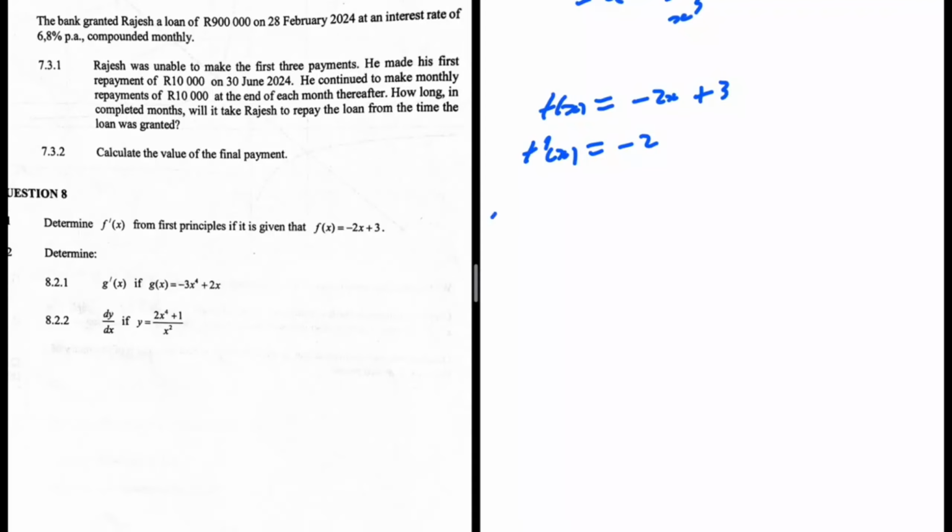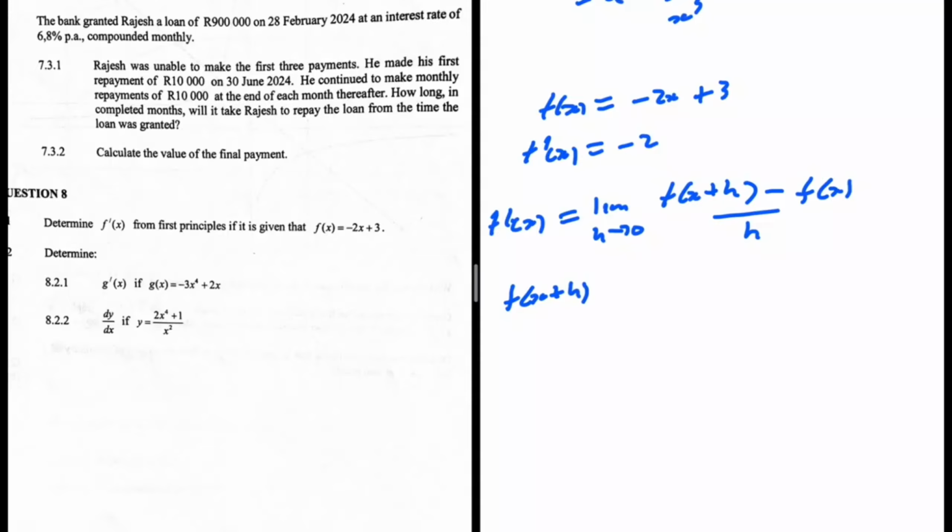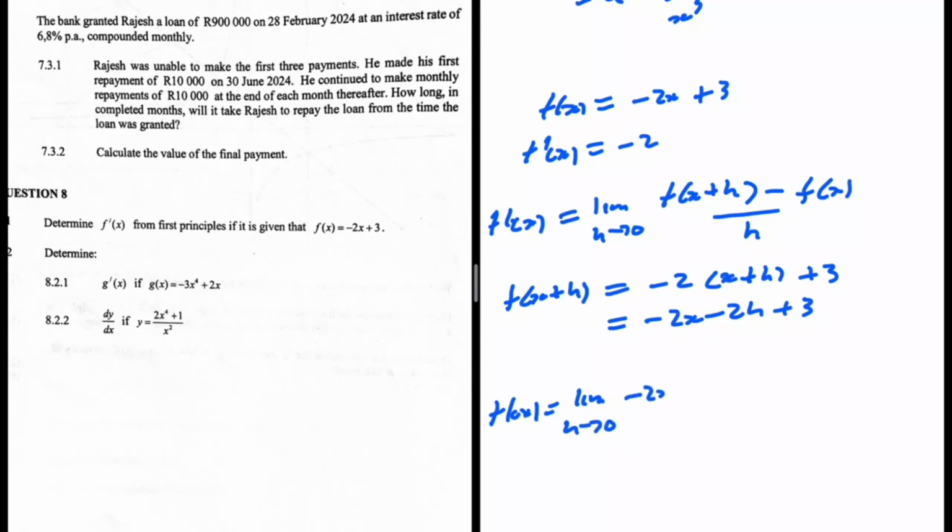So using first principles, we'll then say f prime of x is equal to the limit as h tends to 0 of f of x plus h minus f of x, everything divided by h. So f of x plus h will be equal to minus 2 times x plus h plus 3. This is equal to minus 2x minus 2h plus 3. Right. So f prime of x therefore is equal to the limit as h tends to 0 of minus 2x minus 2h plus 3 minus minus 2x plus 3, everything divided by h.